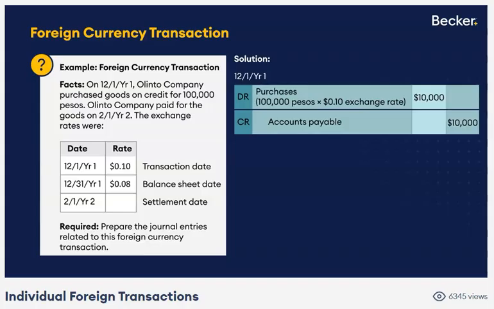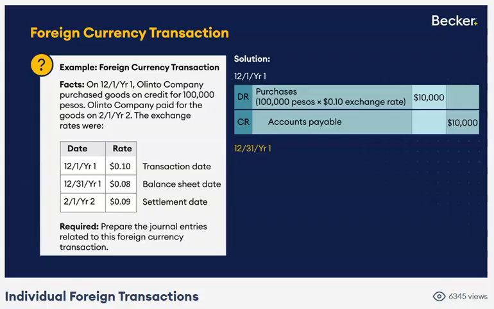We'll eventually get around to settling the transaction on what date? February 1st of year 2. What happened between December 31st and February 1st? Well, unfortunately, the peso went up by a penny, and it's buying 9 cents US. So we'll adjust again for the change in the exchange rate. Peso up, liability up, unfortunately. That will be a loss, but that loss will be realized because we're actually settling the transaction.